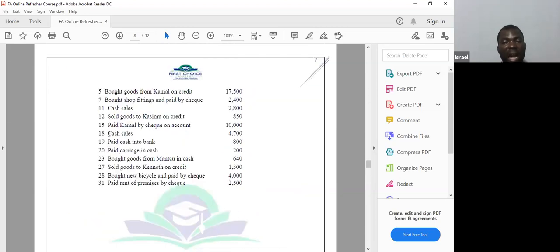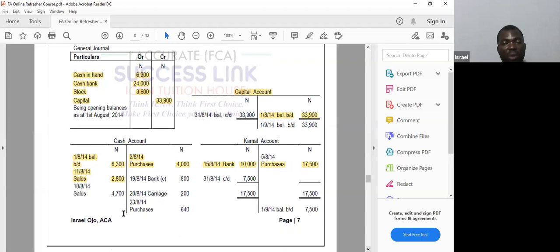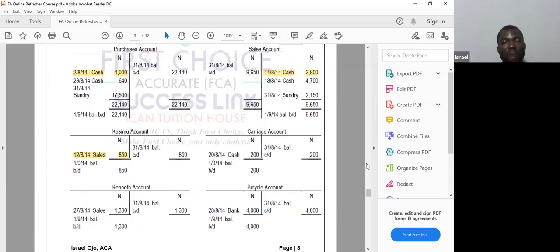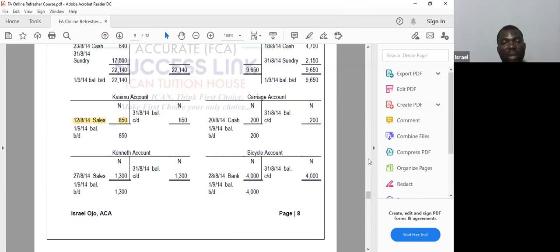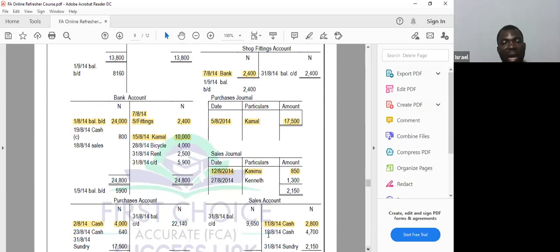We talk about cash sales. Now, cash sales also is the way we treated the initial one. Under the cash account, you're going to be on the debit side because that is an inflow of cash. Then you now move on to the other one, which is the sales account. Now, the sales account is being credited. That's 4,700. Then we move on to the next one.